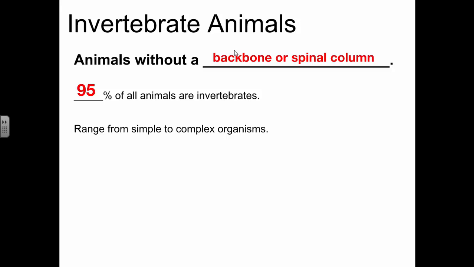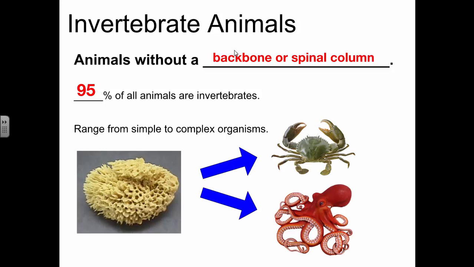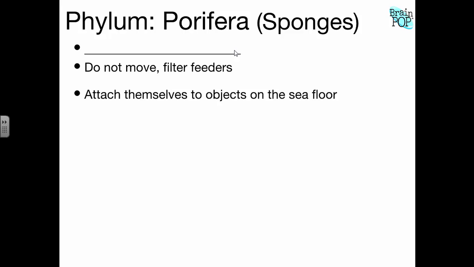And they go from very simple organisms that you might not even realize is an animal, something like a sponge. Why are those animals? We'll talk about it. To things that are quite complex, a crab or an octopus or things like that. So the sponge is simple and then the crab is complex. All right, so let's start. We're going to start from the simplest animals and sort of build to more complex.